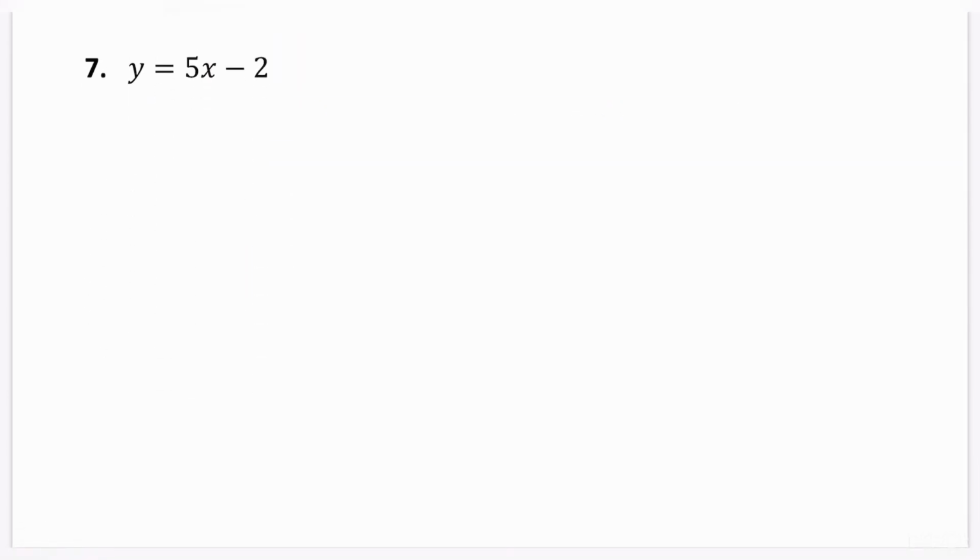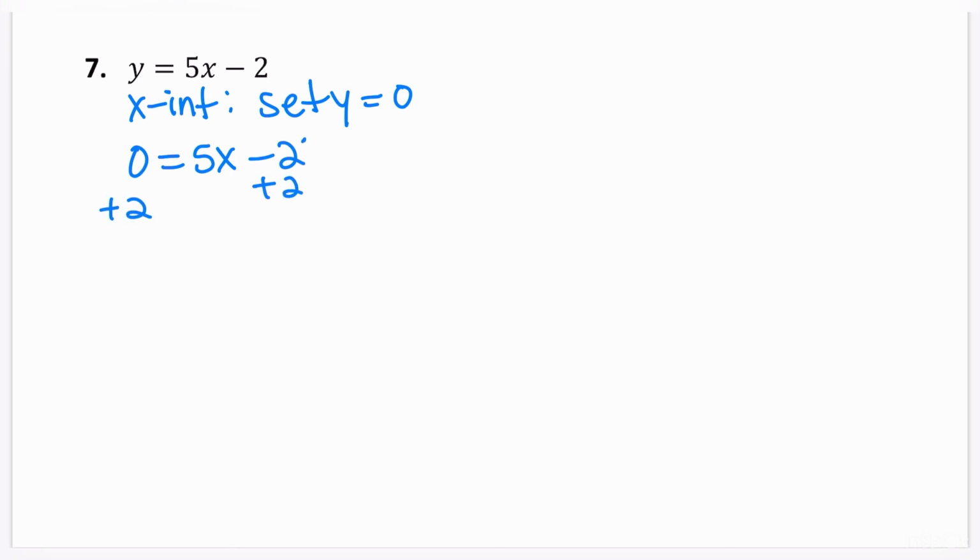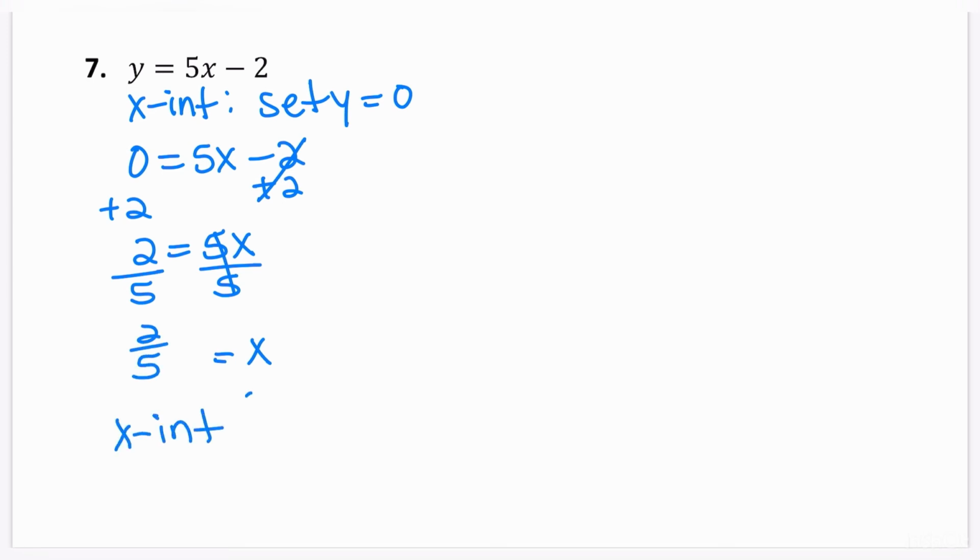In number 7, y equals 5x minus 2, we are going to proceed the same way as before. To find the x-intercept, you're going to set y equal to 0. So this means 0 equals 5x minus 2. If we add 2 to both sides, then I get 2 equals 5x. You always divide by the number that's next to the variable. So x is equal to 2/5. That means that my x-intercept is 2/5, 0.